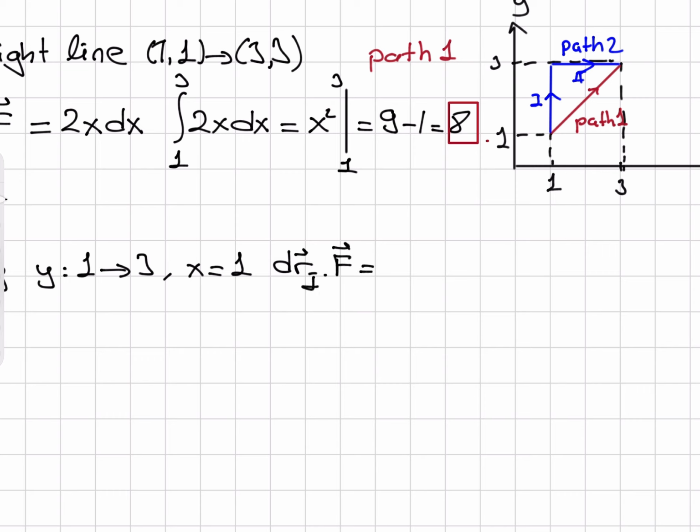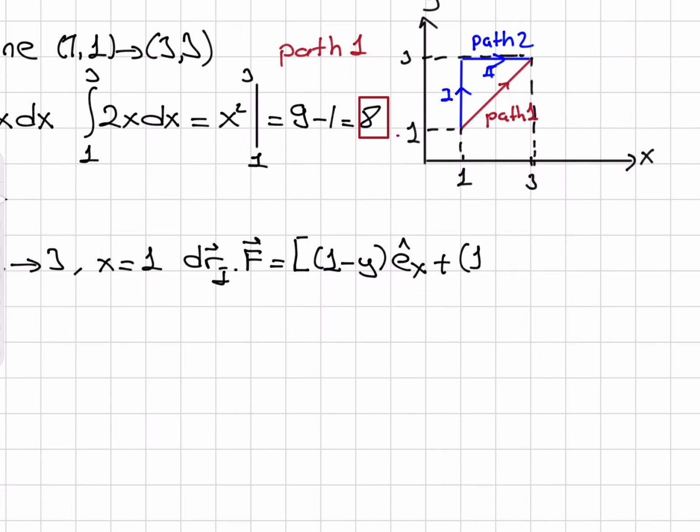and dr1 dot product with F will be, so I have (x minus y) ex hat for the force, because x is 1, it is (1 minus y) ex hat, and then I had x plus y, so it is (1 plus y) ey hat. That's the force dot product with dy ey hat.